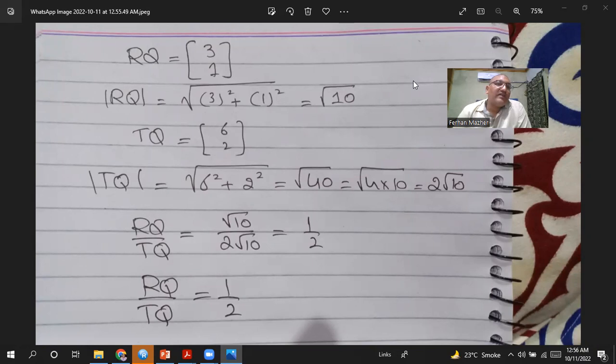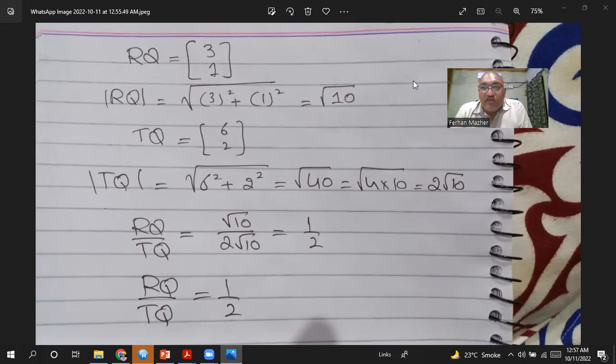So you want to find out the ratio of the RQ with the TQ. So the RQ as column vector is (3, 1). So the magnitude of the RQ will be the square root of x squared plus y squared. So that will be the square root of 3 squared plus 1 squared, and that will be root 10. The TQ as column vector is (6, 2). So find the magnitude of the TQ, that will be the square root of x squared plus y squared. So you will have 6 squared plus 2 squared, that will be 36 plus 4, that will be 40, square root of 40. The square root of 40, that is the square root of 4 into 10, the square root of 4 is 2, so 2 root 10, let it remain like root 10.